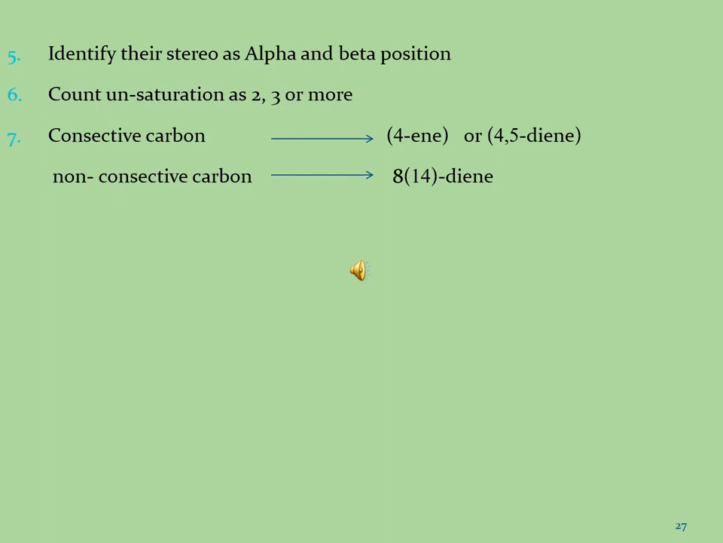If we have consecutive carbon atoms, say the double bond is present at carbon 4 position or at carbon 4 and 5 positions. If we have a single double bond at carbon 4 position, then it will be written within brackets as 4-ene. And if we have two double bonds at carbon 4 and carbon 5 positions, and both double bonds are consecutively numbered, then these will be written as 4,5-diene within the brackets. And if we have non-consecutive carbon atoms, say the double bonds are present at positions 8 and 14, the greater number will be written within the brackets and the smaller number will be written outside the brackets, and at the end we will write it as diene.